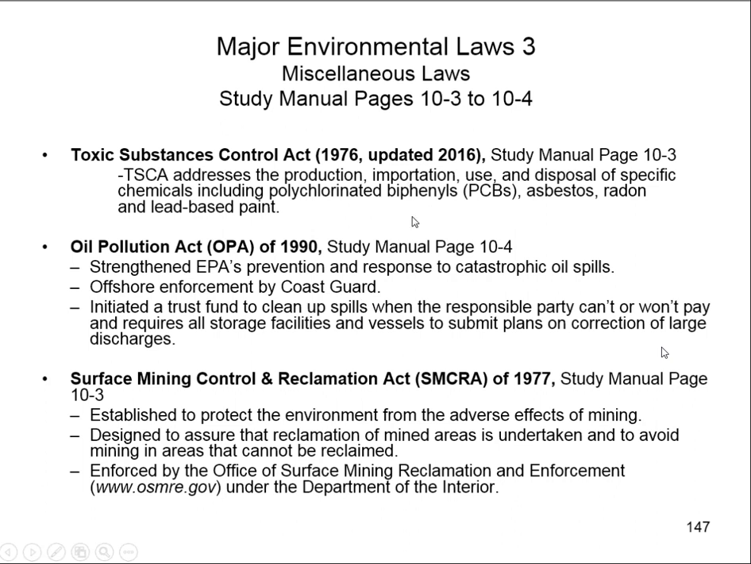Toxic Substances Control Act looks at PCBs, asbestos, radon, and lead-based paint. Oil Pollution Act looked at catastrophic oil spills, and we saw in the Deepwater Horizon oil spill in the Gulf that the Coast Guard worked offshore and the EPA worked onshore to clean that up, which has taken a long time.